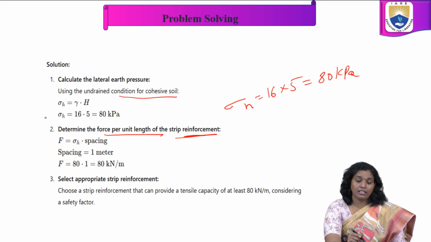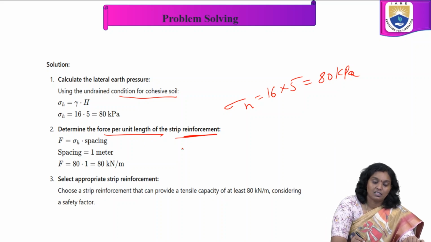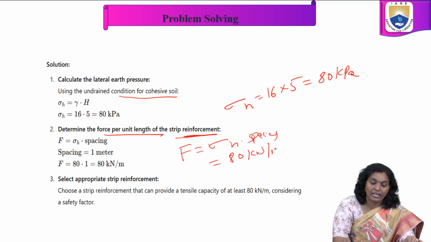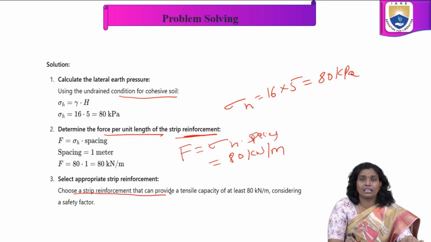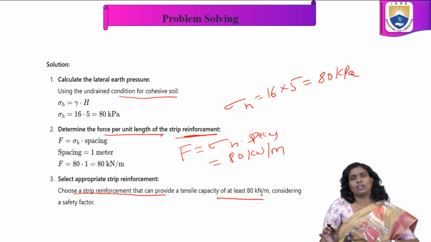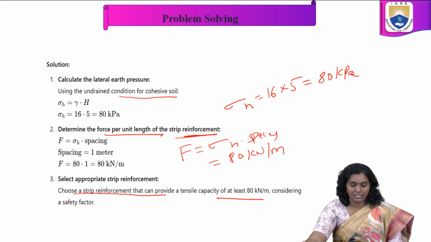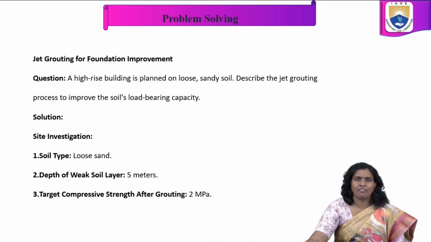And now determine the force per unit length of the strip reinforcement. F is equal to sigma h into spacing. That spacing is equal to 1 meter. It means 80 kilonewton per meter. Now choose a strip reinforcement that can provide a tensile capacity of at least 80 kilonewton per meter or higher than that, as we are going to consider a safety factor.